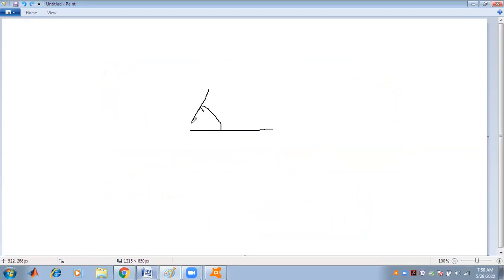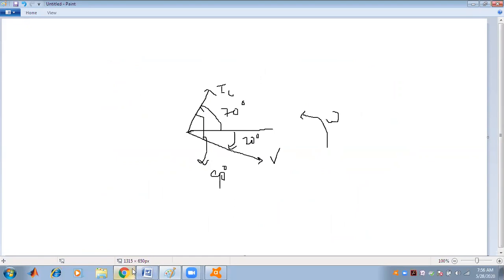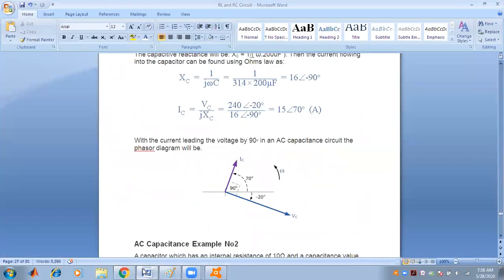The current IC is leading with a magnitude of 15 at 70 degree, and the voltage is lagging at minus 20 degree. So the total difference between them is a 90 degree angle. The directional rotation is there, that we have seen from that particular value.